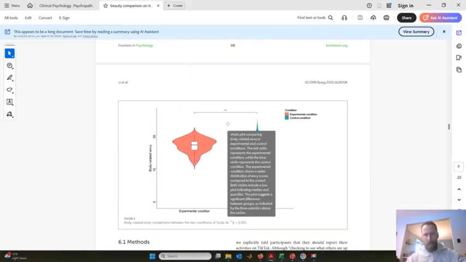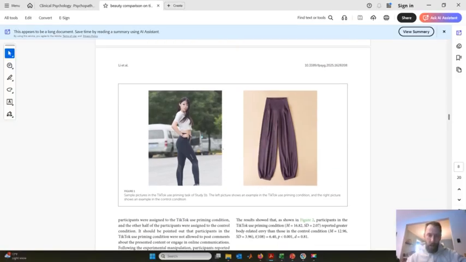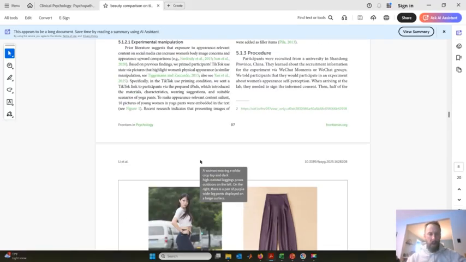And then there's another violin plot. And then this is like a methods figure. I know this is about TikTok, so look at this. This is a picture of a lady on TikTok. It says some sample pictures in the TikTok use priming task of study 1B. The left picture shows an example of a TikTok use in the priming condition, and the right picture shows an example in the control condition. So it's a picture of some pants, and then a picture of somebody on TikTok.